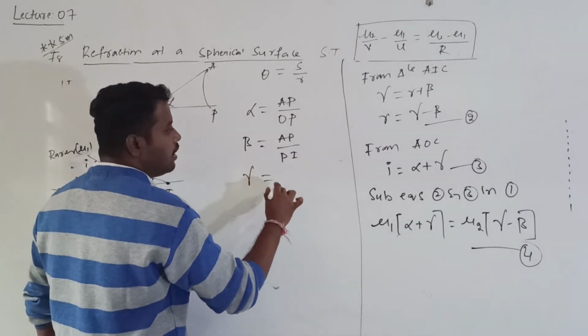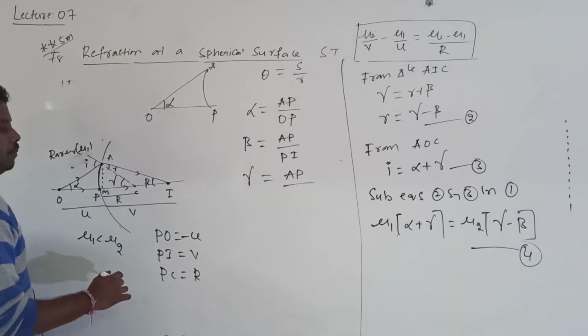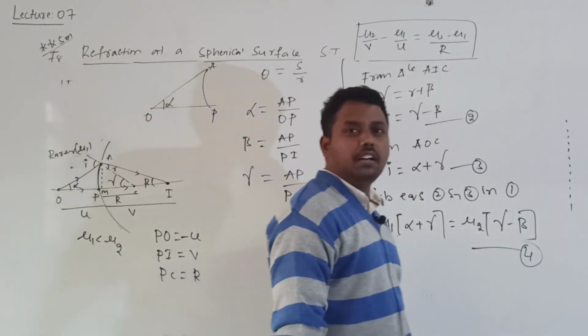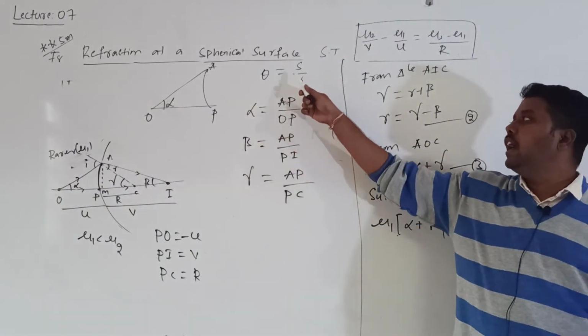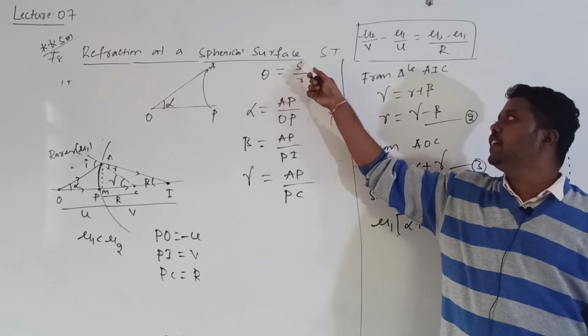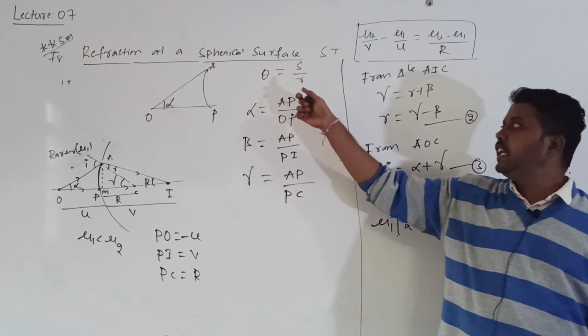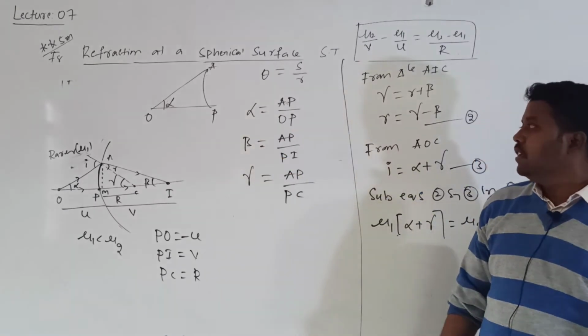Similarly, gamma value is given by AP divided by which one? PC. Understood how I have written these values? By considering alpha, the arc definition: an arc making an angle theta at the center, so theta is the length of the arc divided by radius. So I have written theta, alpha, beta, and gamma values.